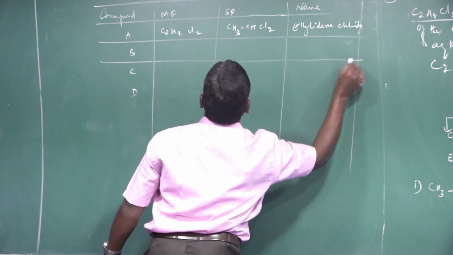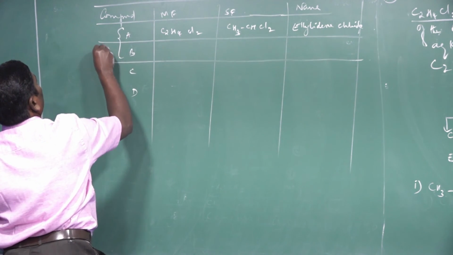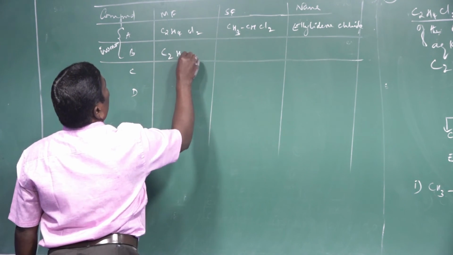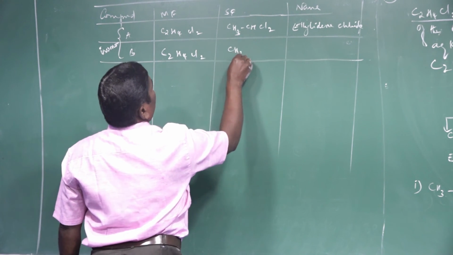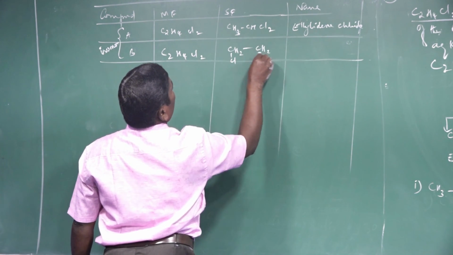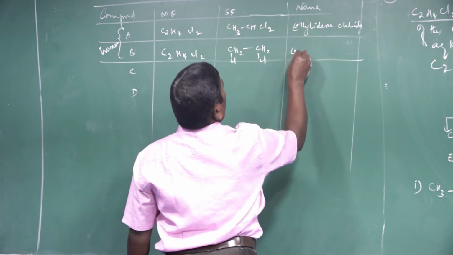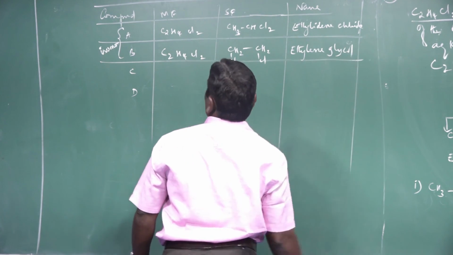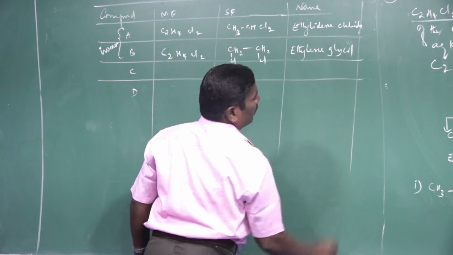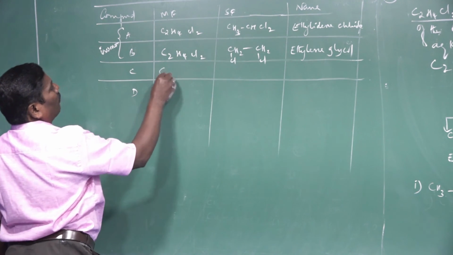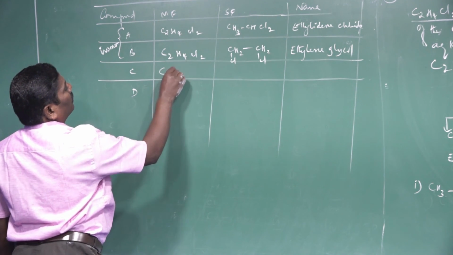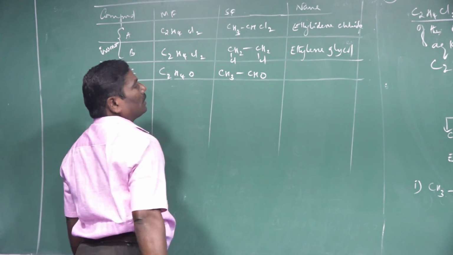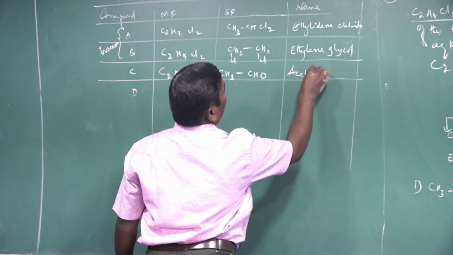Compound B, these two are isomers with the same molecular formula C2H4Cl2. Now the structure is CH2Cl CH2Cl. Now it is called ethylene chloride. Now compound C, we can write acetaldehyde. What is the formula for acetaldehyde? C2H4O. Now the structure is CH3CHO, called acetaldehyde.